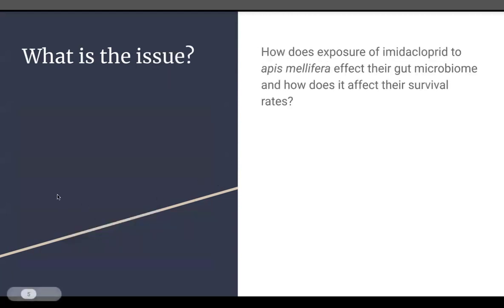So now that we have some background information, I wanted to see if exposure to imidacloprid affects the gut microbiome, and does that effect lead to an increase in mortality rate?